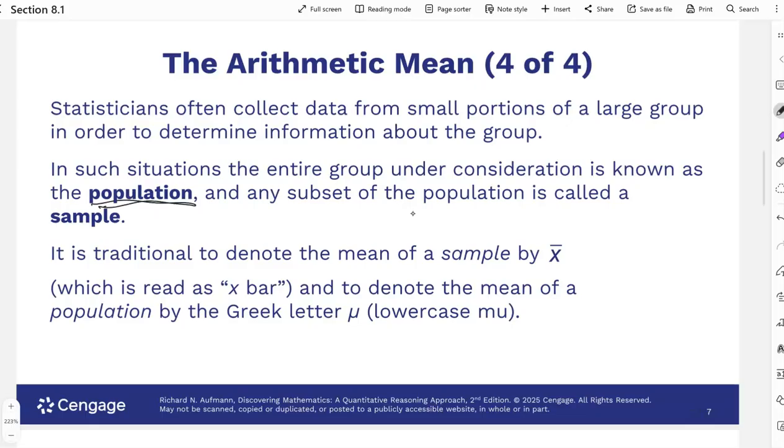So if we had that population mean, we could show that mean by using the Greek letter mu. Population mean.